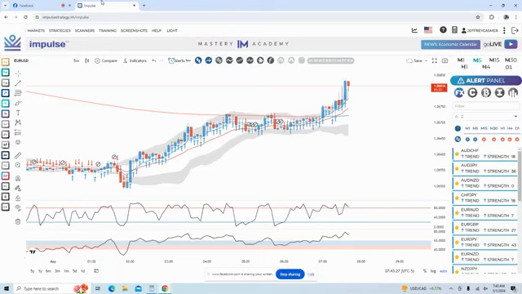I thought I would do a little bit of an overview of the impulse scanner at a different time, really early in the morning while the New York session is getting ready to open. I wanted to show you, as well as current members, what the markets are looking like. So obviously this is the impulse scanner.